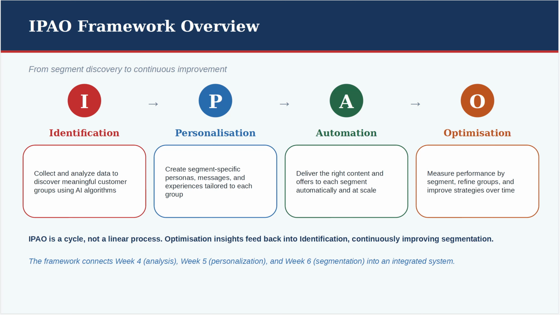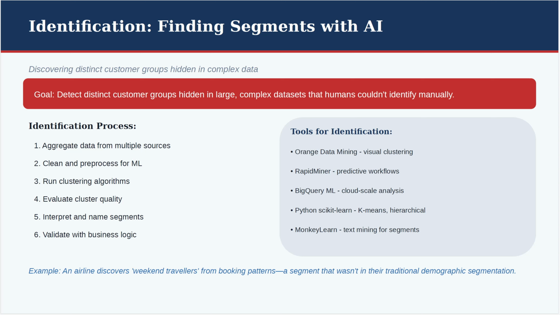So the framework connects weeks 4, 5, and 6. Week 4 was analysis, 5 was personalization, 6 is segmentation into an integrated system. And this is why we are repeating the IPAO framework, because what you've studied in weeks 4, 5, and 6 is all relevant to that. Okay, so identification, finding segments with AI.